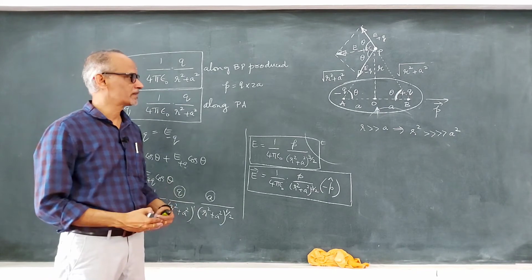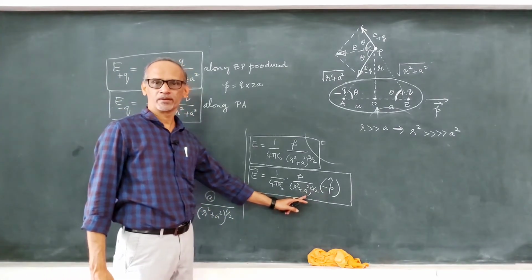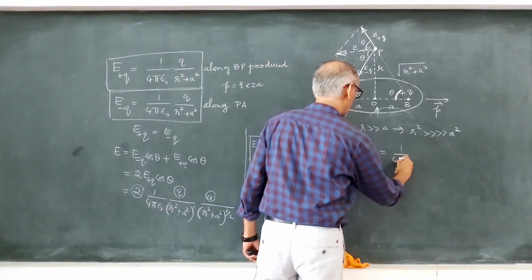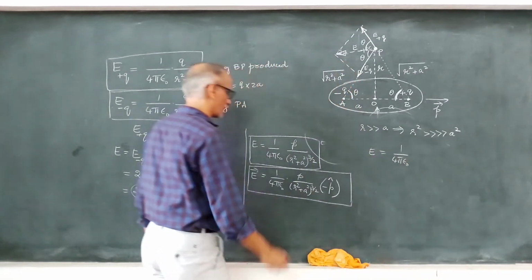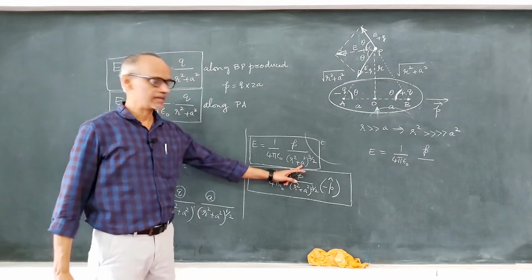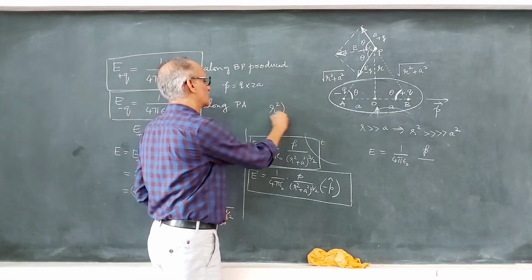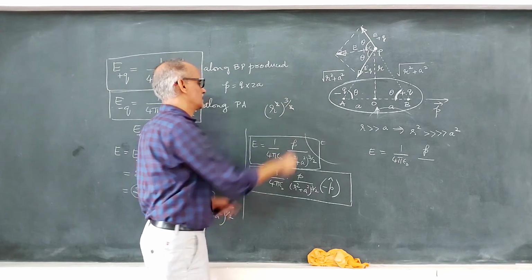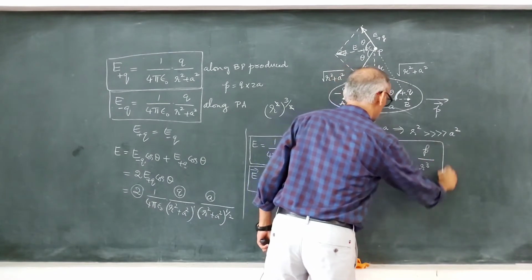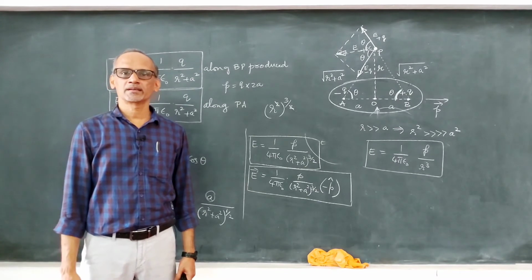When r is much greater than a, then we can neglect a square in the denominator. So what we get here is E is equal to 1 by 4 pi epsilon naught, p by, neglect a square, and what we get is r square to the power 3 by 2. This 2 will get cancelled, and what you get is r cube. So this is the expression for electric field at a point on the perpendicular bisector of a short electric dipole.